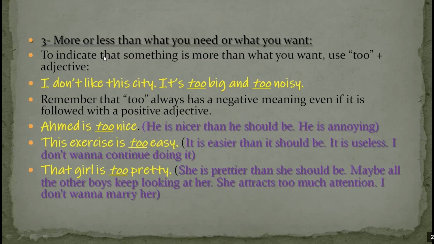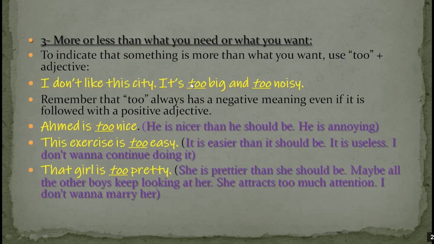If you want to talk about more or less than what you need or what you want, to indicate that something is more than what you want, we use too plus an adjective. I don't like the city. It's too big and too noisy. So it's bigger than what I want it to be. It's noisier than what I want it to be.